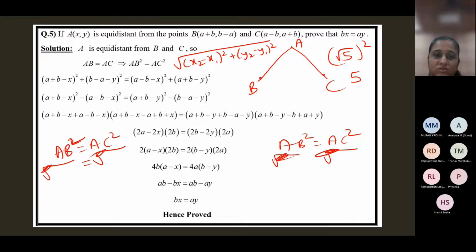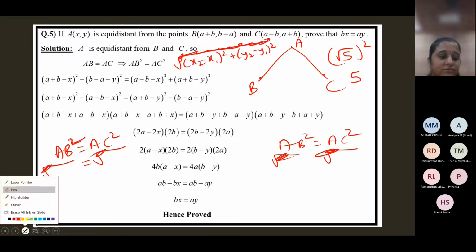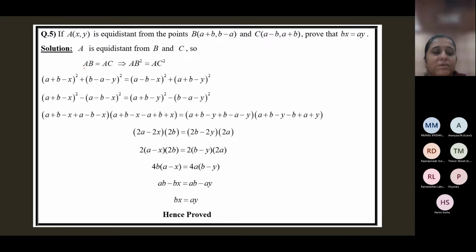Now when it's AB square, you're squaring it, right? So when you square it, the square root is eliminated. So AB is equal to AC. That means AB square is equal to AC square. So on both the sides, apply the distance formula, but don't put the square root symbol, because it's AB square. AB will have the square root; AB square, when you square it, the square root is eliminated.